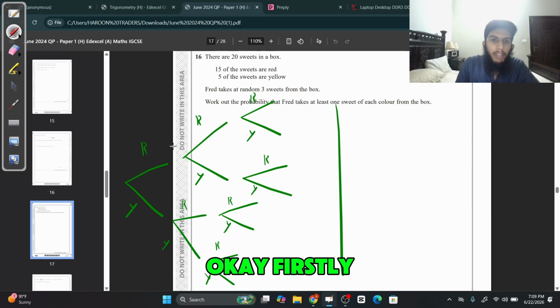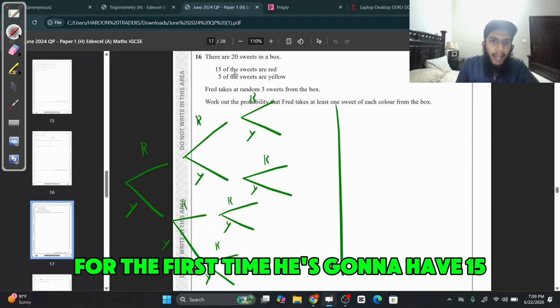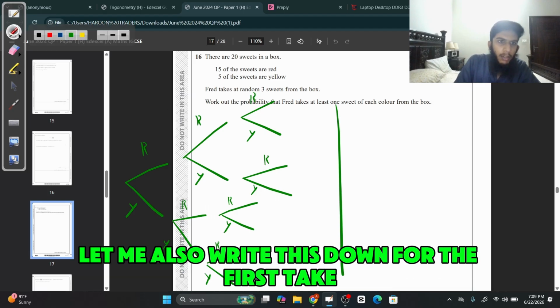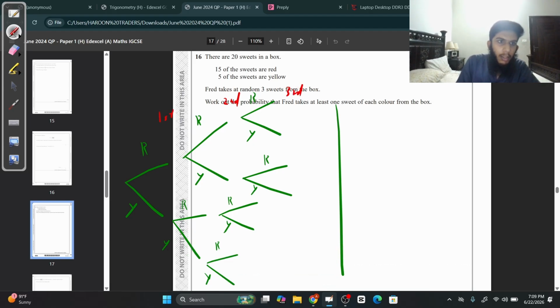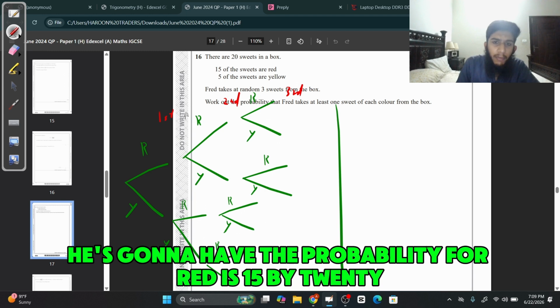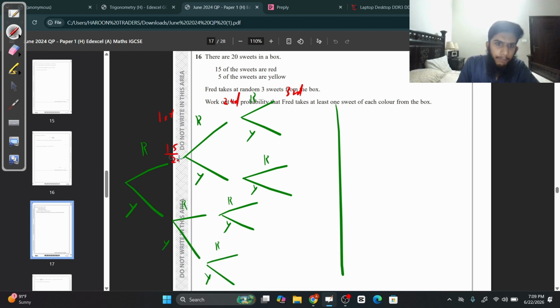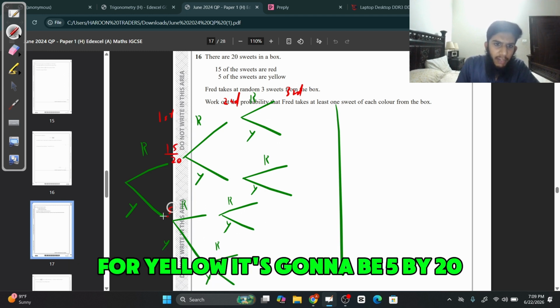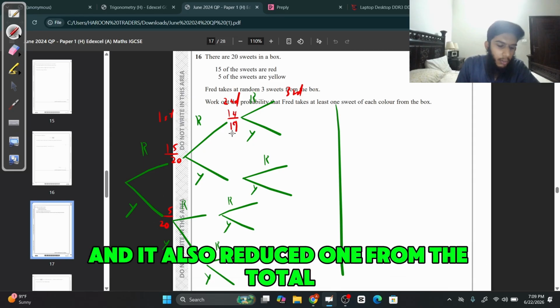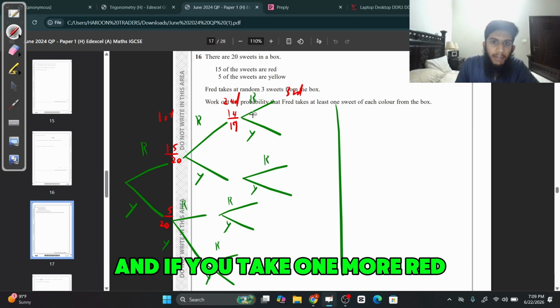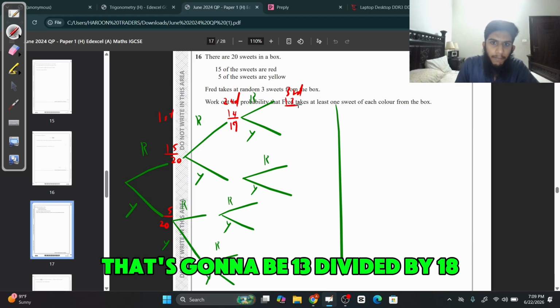Okay, firstly, for the first time, he's gonna have 15. Let me also write this down. For the first take, for the second take, and for the third take. So firstly, the probability for red is 15 by 20. For yellow, it's gonna be 5 by 20. If he takes one red, that's gonna be 14 by 19 because he took one red and it also reduced one from the total. And if you take one more red, that's gonna be 13 divided by 18.